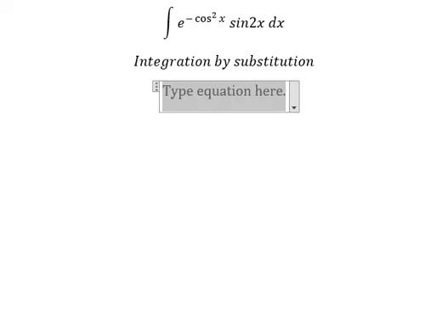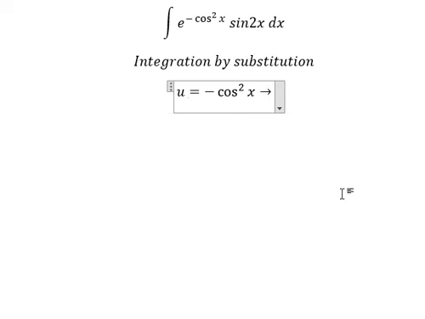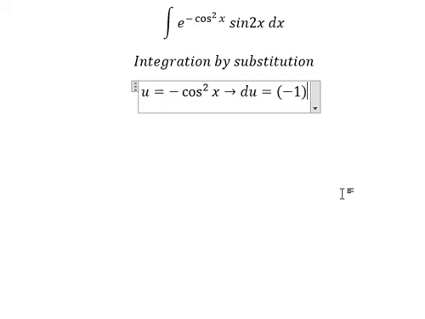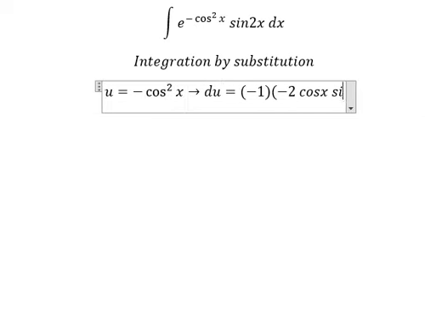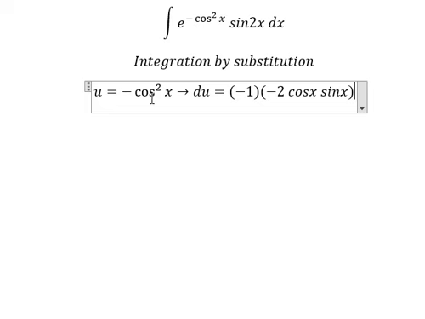I will put u equals negative cosine x squared. After that, we need to take the first derivative of both sides, and we put negative 1 here. The first derivative of cosine x squared gives negative 2 cosine x sine x, because the first derivative of cosine x is negative sine x, times 2.